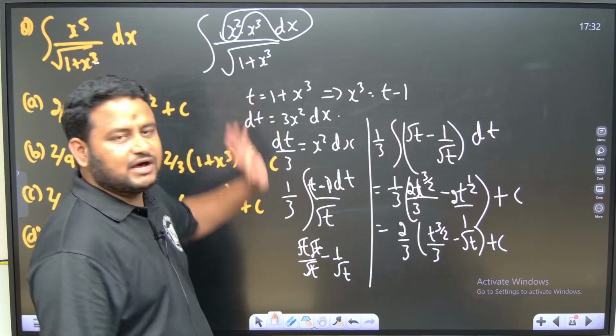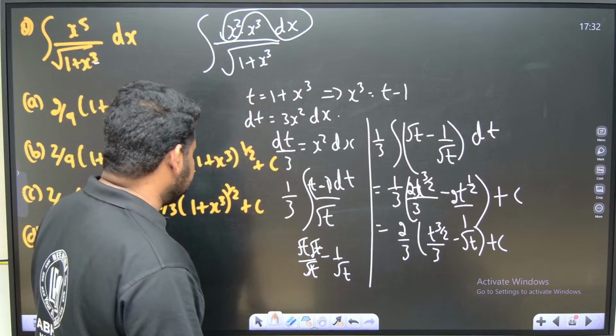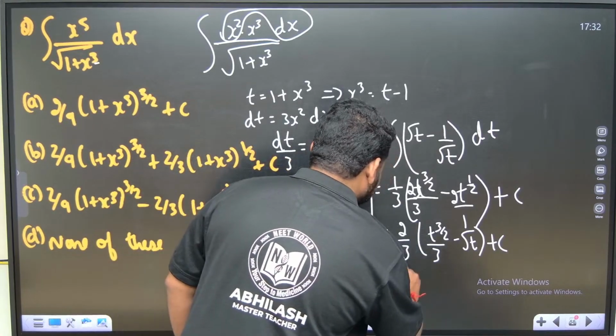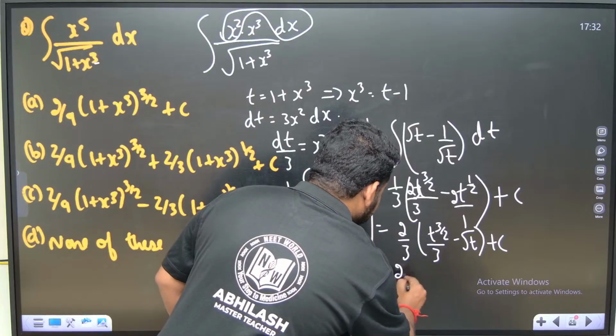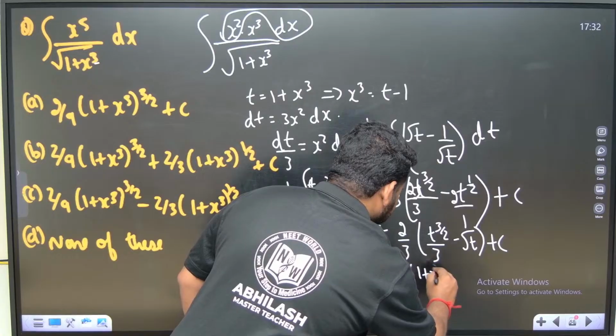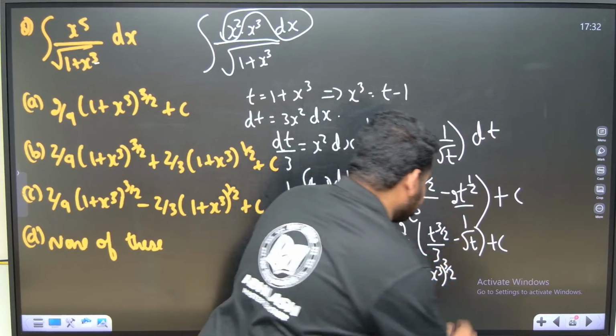Now let me substitute the value for t. What did I take as the value for t? I took it as 1 plus x cube. So if I take 1 plus x cube, this becomes what, friends? If I multiply, this will become 2 by 3 into 3, that is 2 by 9. So t is nothing but 1 plus x cube to the power of 3 by 2, minus 2 by 3 again.